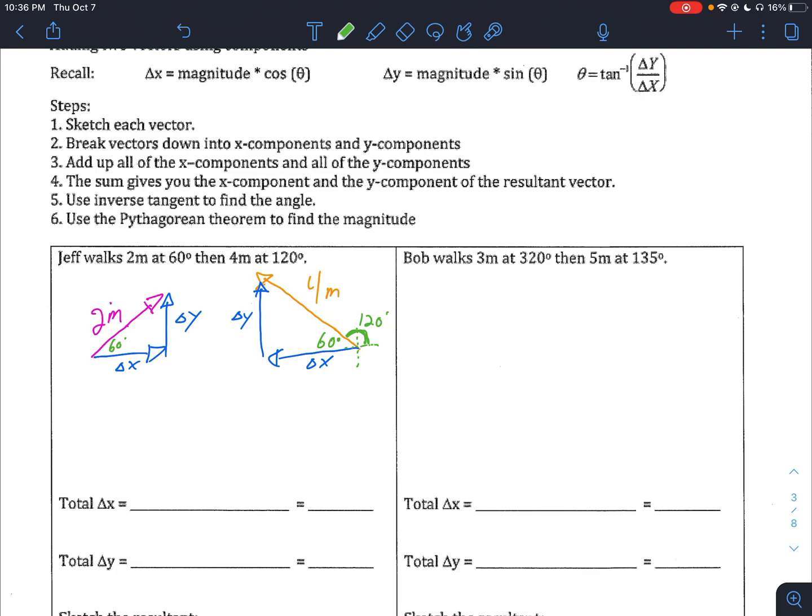So let's see. Since this starts off with delta x's, I'm going to do cosine first. So for, let's see if I can split this in half, cosine 60 is adjacent over hypotenuse, so delta x over 2 meters. I plug that into my calculator, and I get that that is 1 meter, so this side is 1 meter.